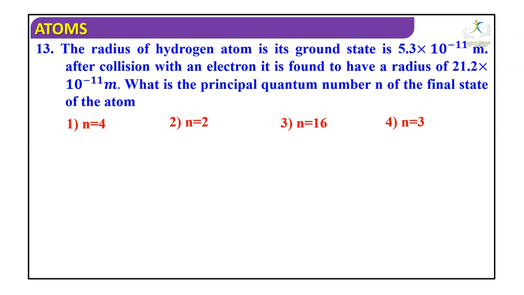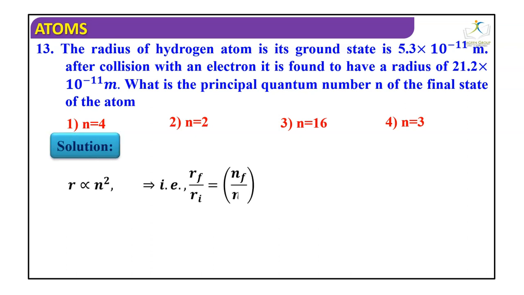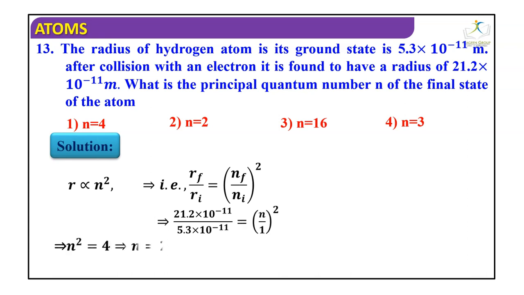These are the options: n is equal to 4, n is equal to 2, n is equal to 16, n is equal to 3. So let's move to the solution part. We know that r is proportional to n square, that is rf by ri is equal to nf square by ni square. After putting all these values, we get the value of n is equal to 2. From this, we can say the correct option is 2.